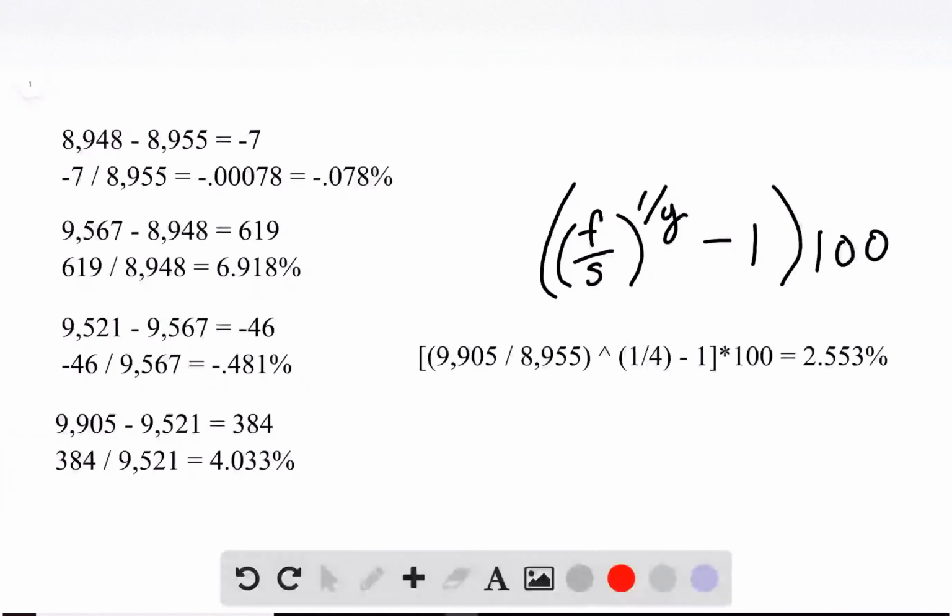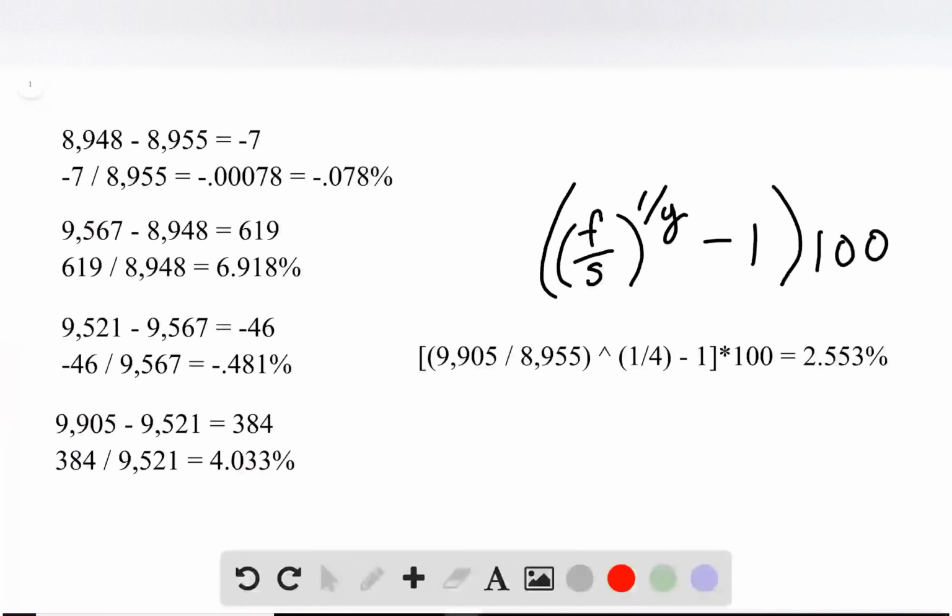Now, to do the final calculation, which is the average annual growth rate over the entire period, we have to use a different formula. So in this case, you take your final number divided by the starting number, and then you have to raise that to a special exponent. And that exponent is going to be 1 divided by the number of years. Then you subtract 1 from that whole number, then multiply it by 100, and that will give you your final percentage. So let's walk through it in our example.